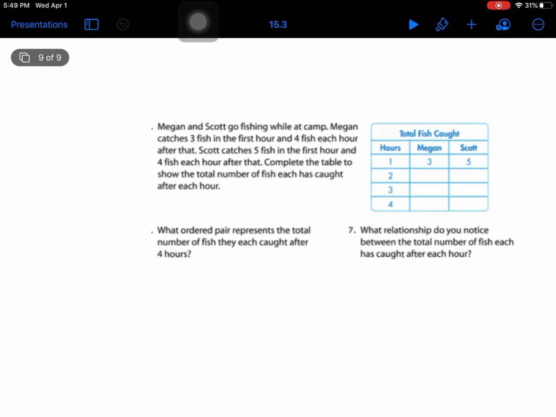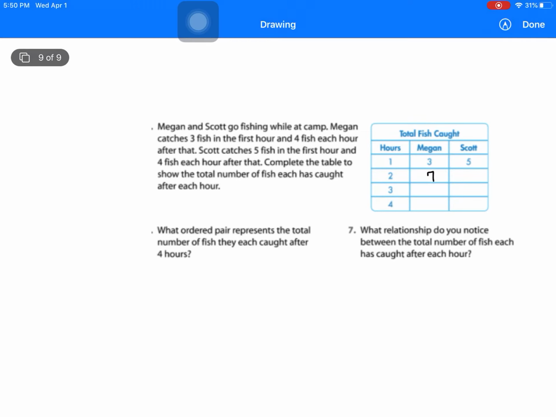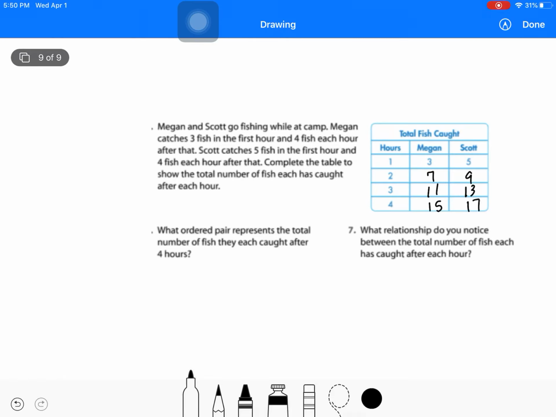Well, the rule is plus 4 fish every hour. So Megan goes from 3 to 7 to 11 to 15. Scott goes from 5 to 9 to 13 to 17. There's your chart. What ordered pair represents the total number of fish they caught after 4 hours? That's right, 15, 17. And what relationship do you notice between the total number of fish each has caught after every hour?